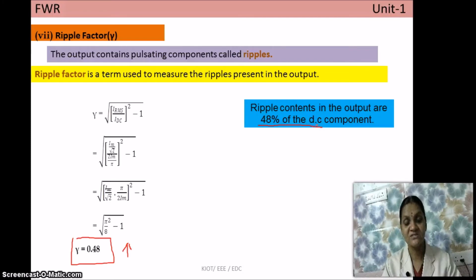Whereas in case of half wave rectifier it is 1.21, whereas here it's 0.48. Sorry, ripple factor reduces. Ripple factor reducing means the lower the value of ripple factor, the higher the quality of rectified output. So here ripple factor decreases. So this is also one of the advantages in full wave rectifier.